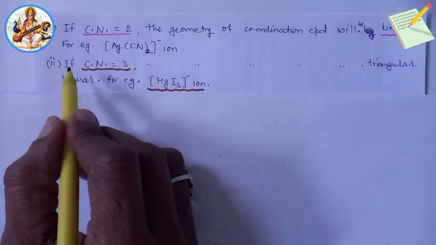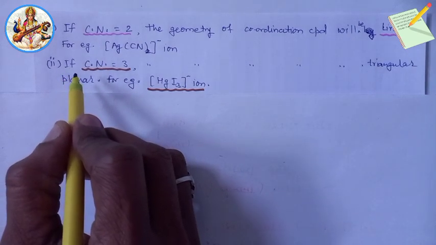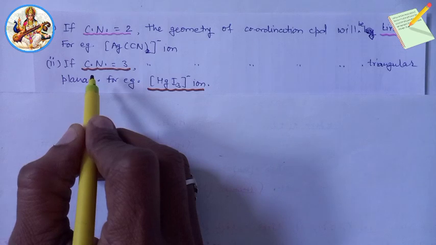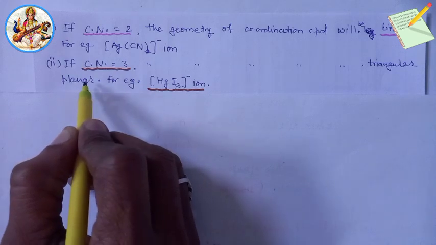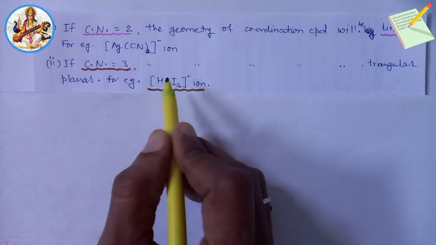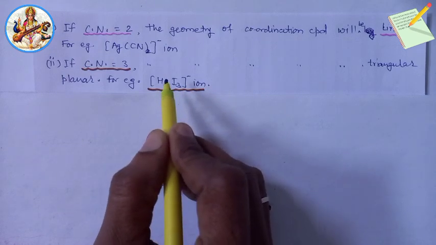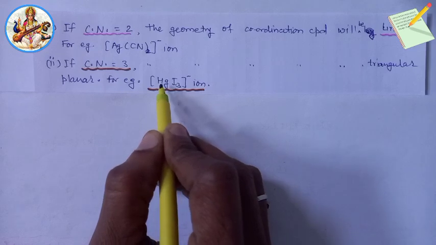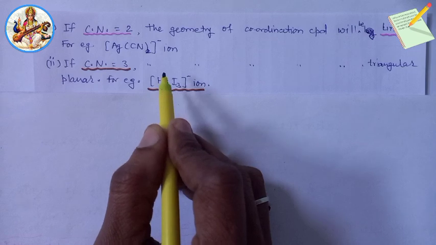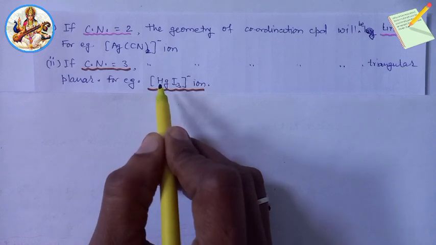Similarly, if the coordination number is 3, then the geometry of the coordination compound or complex will be triangular planar. For example, [AgI3]2- ion. In this condition, the hybridization of the central metal is sp2, therefore the geometry is triangular planar.